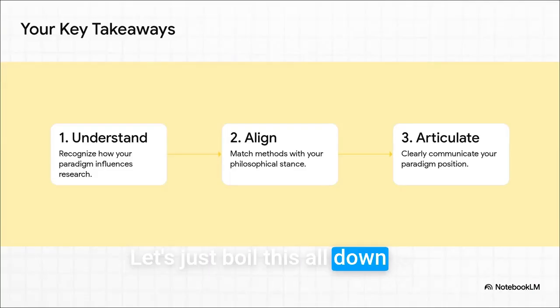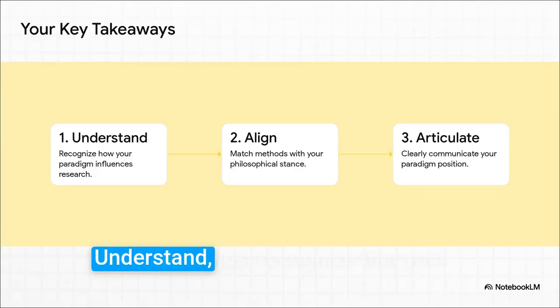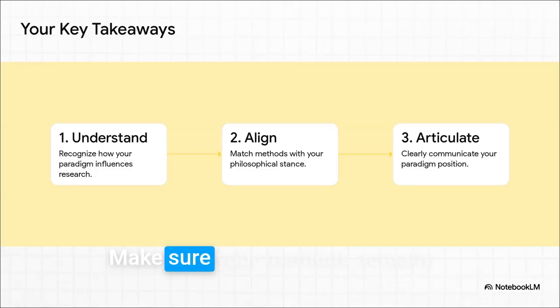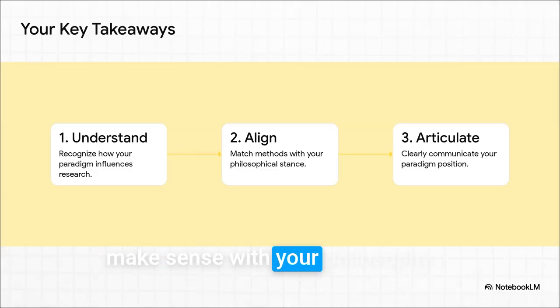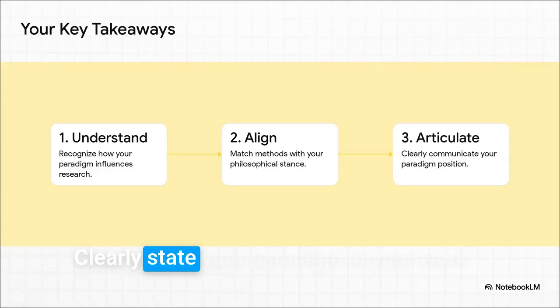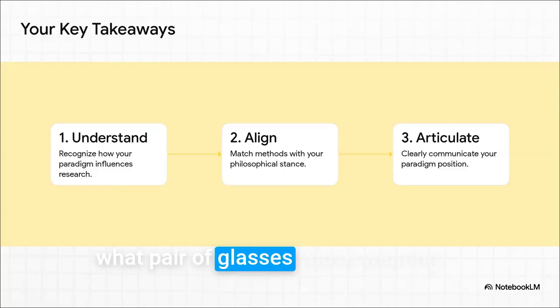Let's just boil this all down to 3 key things to take away. Number 1, understand. Just recognize that your worldview shapes everything you do. 2, align. Make sure your methods actually make sense with your philosophy. They have to be in sync. And 3, articulate it. Say it out loud. Clearly state your paradigm in your work so that everyone reading it knows exactly what pair of glasses you're wearing.